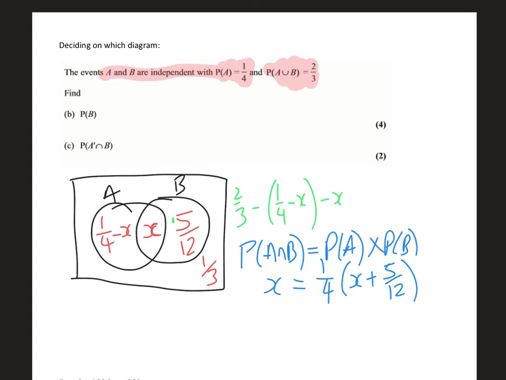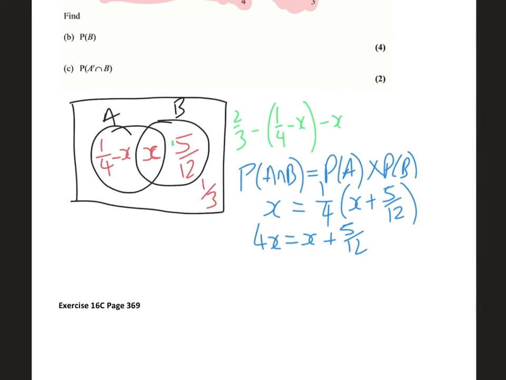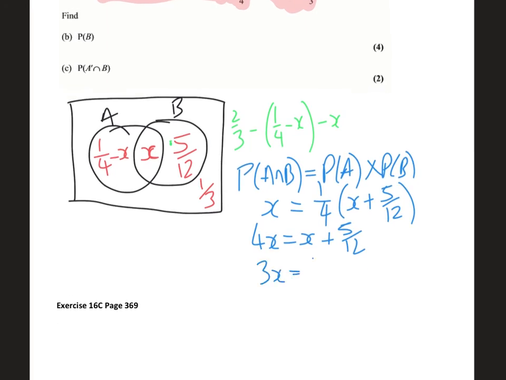So let's times both sides by 4 to get the quarter. So 4X equals X add 5/12. Take away X from both sides, so 3X equals 5/12. And divide both sides by 3, so X is 5/36. So I can fill that in the diagram now. So this is 5/36 in the middle, and a quarter take away that is 1/9. Okay, so now I can answer the question.